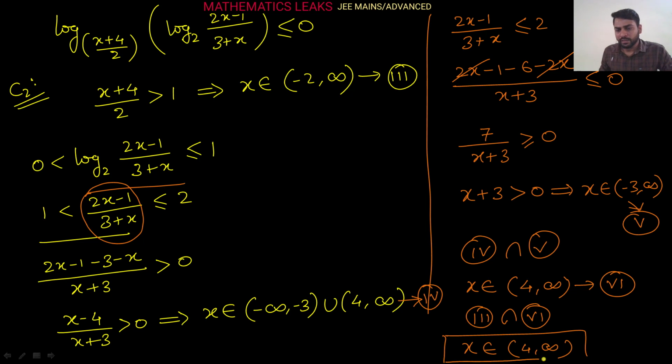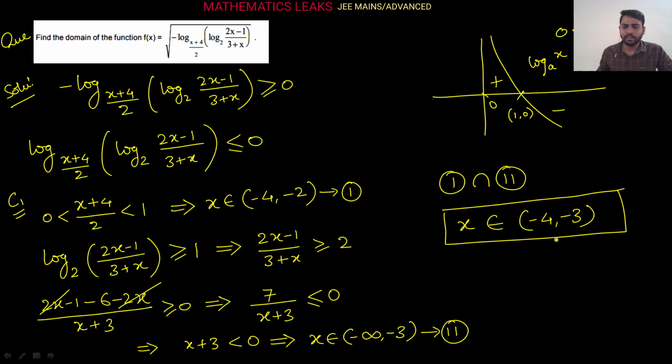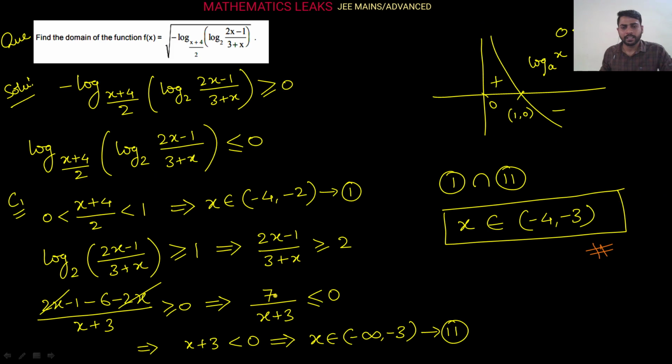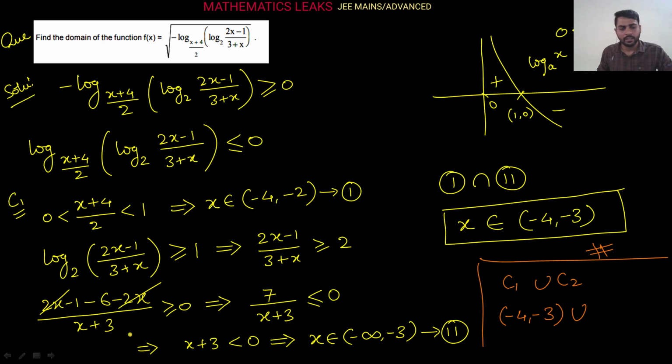So this function will be defined in two cases. Case 1 when x belongs to (−4, −3), or case 2 when x belongs to (4, infinity). So we can say the overall domain of the given function is, here I am writing, case 1 union case 2. So it will be (−4, −3) union (4, infinity).